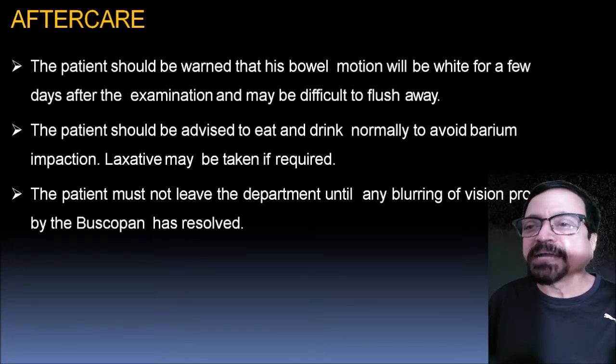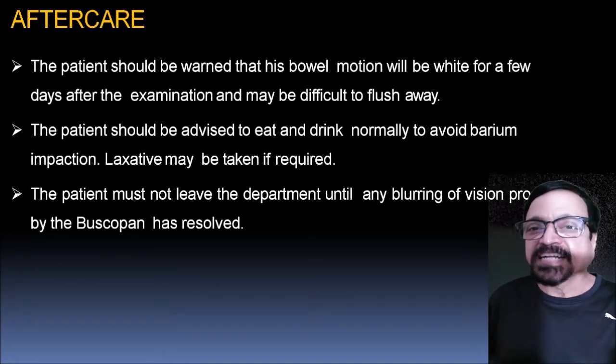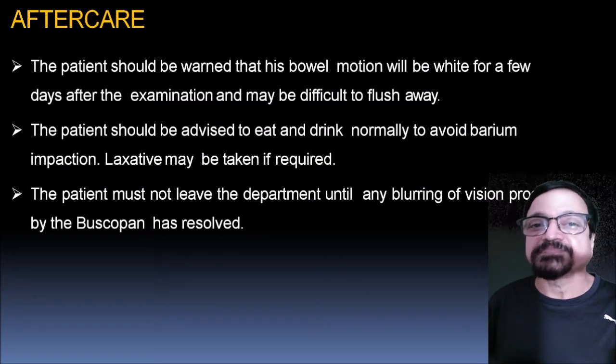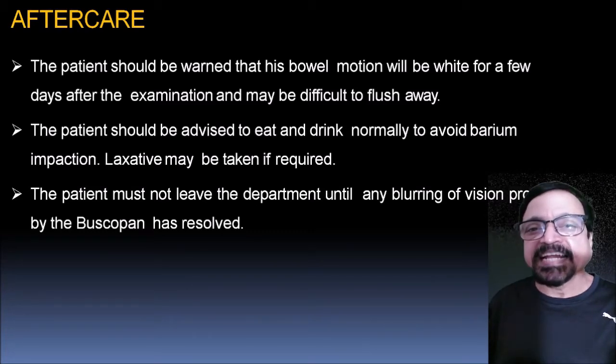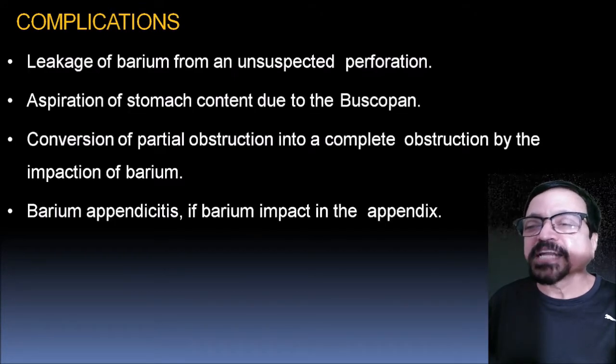The patient must not leave the department until blurring of vision produced by Buscopan has resolved. The use of Buscopan is mainly as a smooth muscle relaxant, an antispasmodic. This is not routinely used, but whenever you use it, there has to be a watch on the patient for two things. One is retention of urine in the elderly, and the other is blurring of vision, which sometimes can occur. This is a totally temporary phenomenon, and the patient should be consulted before the examination. He can wait in the department till his blurring of vision disappears, in case we have used Buscopan, which is not routine nowadays.